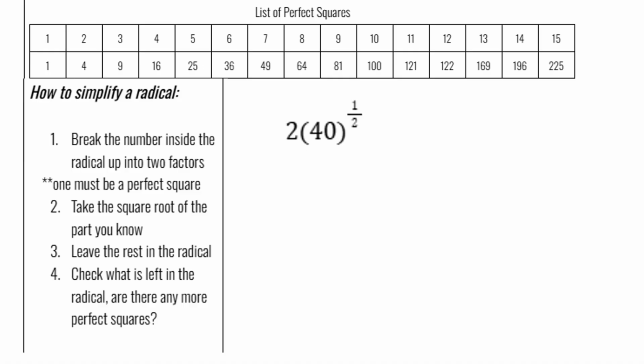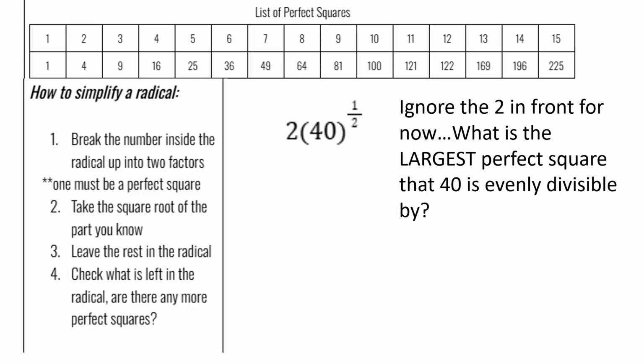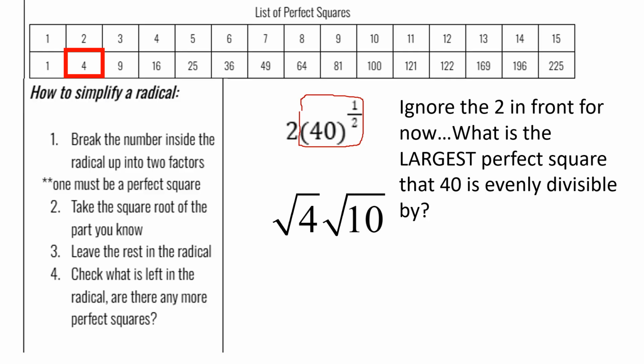Now, if I have a number in front, I'm going to start the same way. First of all, I'm going to ignore the 2 in front for a moment, and I'm just going to concentrate my effort on the 40 to the 1/2, which is the same thing as the square root of 40. I'm going to look at my chart and ask what perfect square 40 is evenly divisible by, and once again, it's 4. So I'm going to write the square root of 40 as the square root of 4 times the square root of 10. But the square root of 4 is 2, so I'm going to rewrite it as 2. I'm going to just bring down the square root of 10.